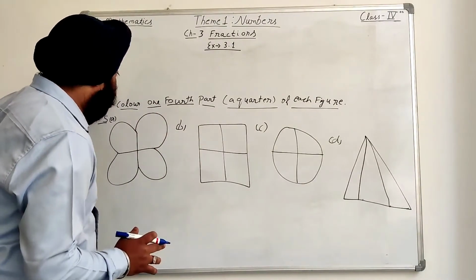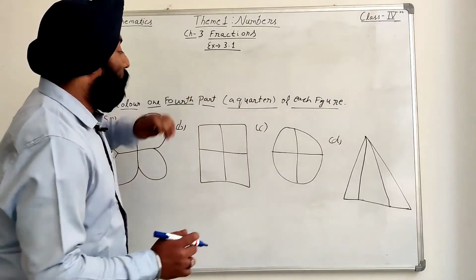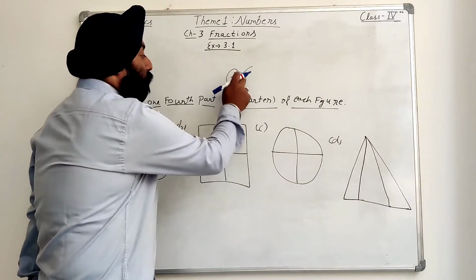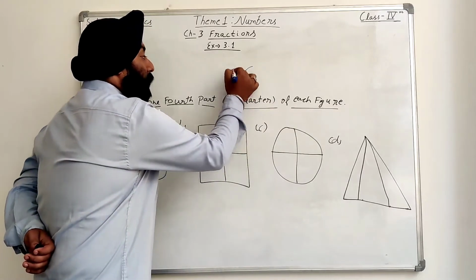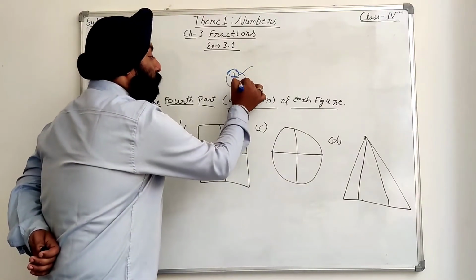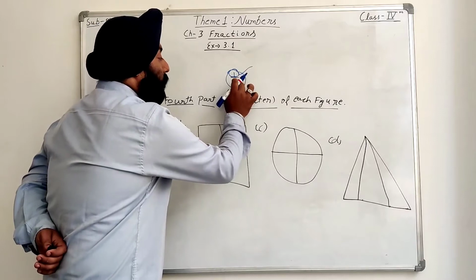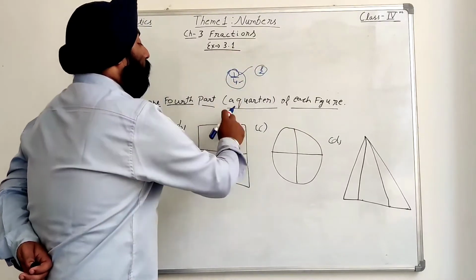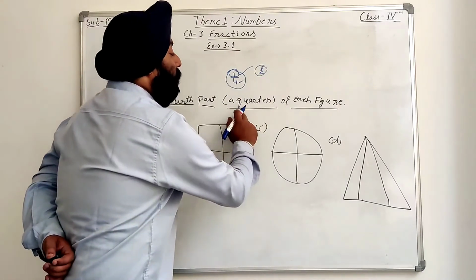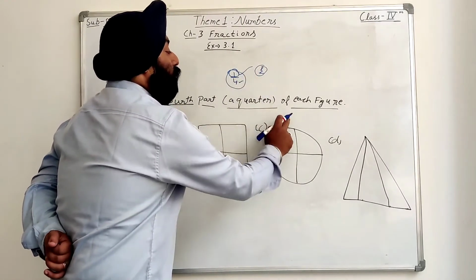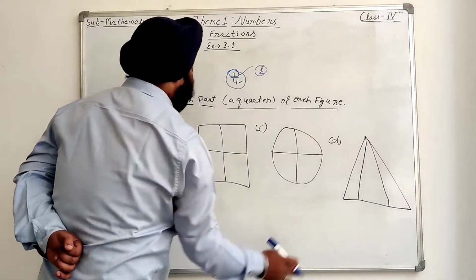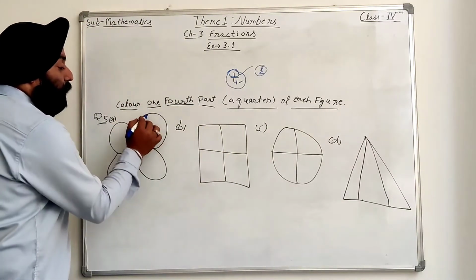So in our fifth question, what do we have to do? We have to color 1/4 part. Means one part out of four parts. If the figure has 4 parts, we have to color 1 part. A quarter, 1/4 of each figure. The figures are given according to your book. We have to color 1 part.